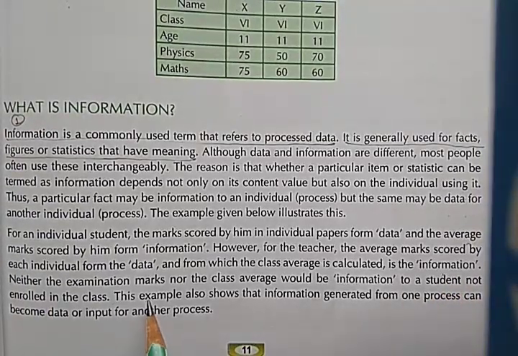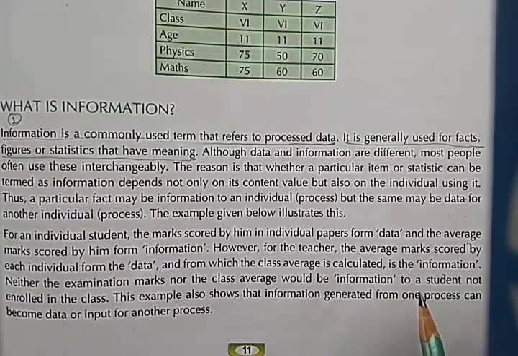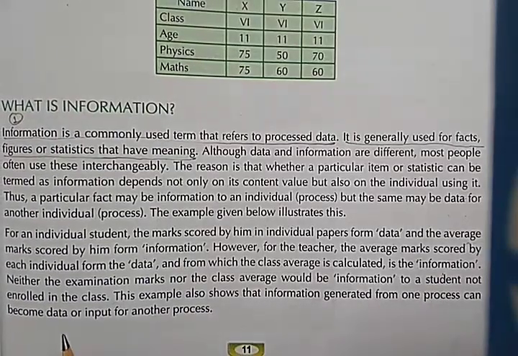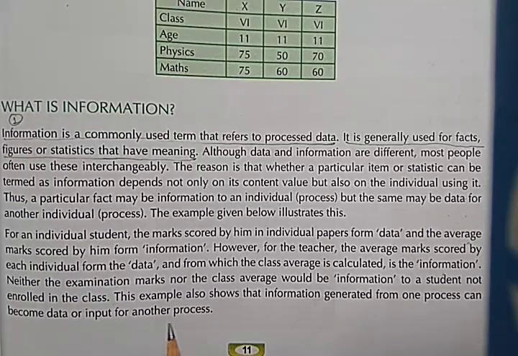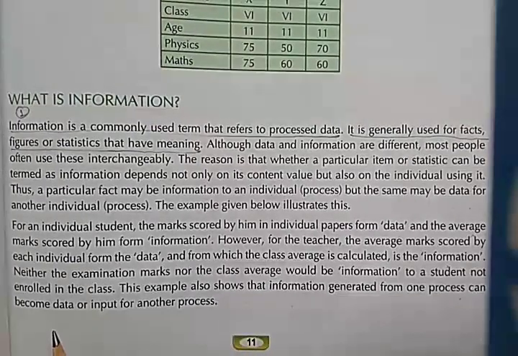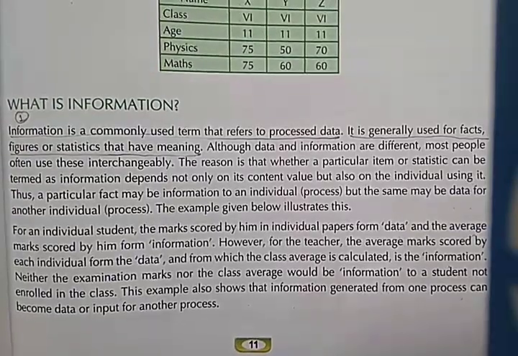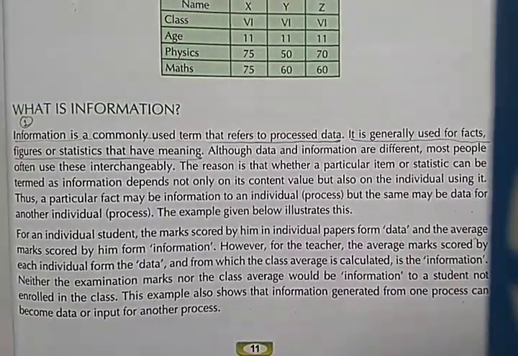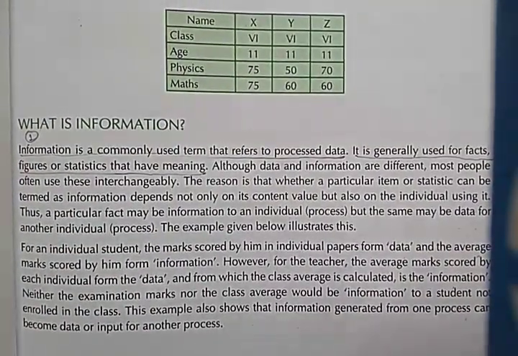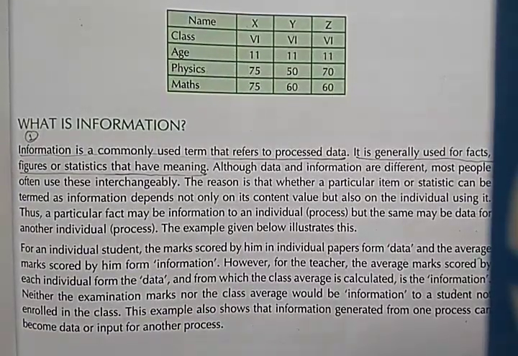Neither the examination marks nor the class average would be information to a student not enrolled in the class. This example also shows that information generated from one process can become data or input for another process. Okay students, so this is about data and information, and in the second video we will study the next page.